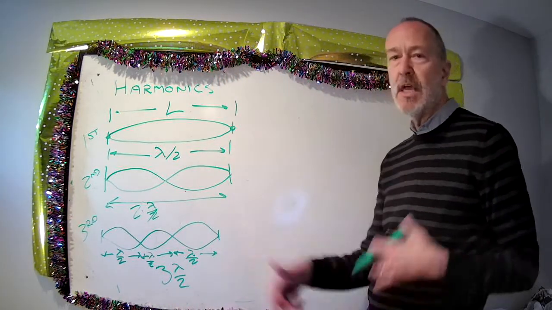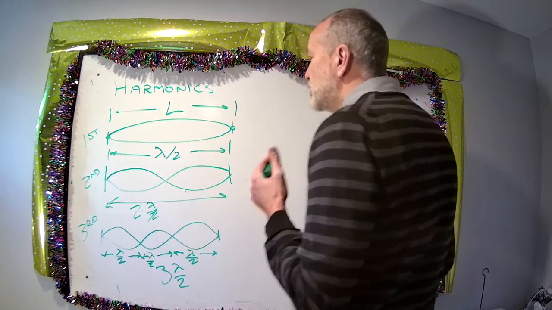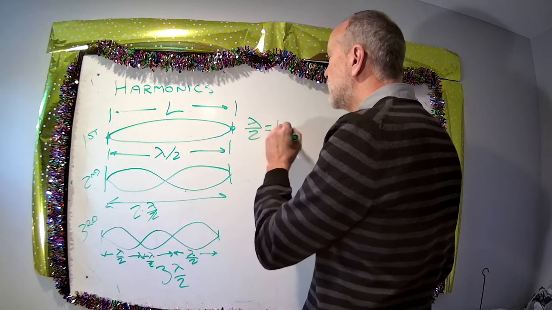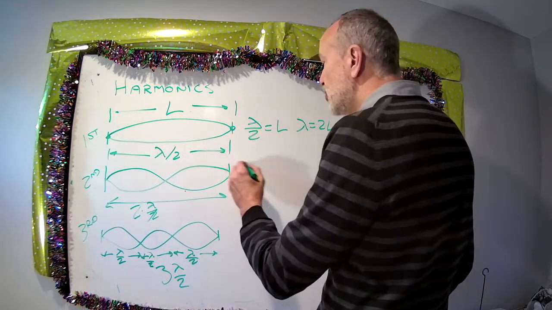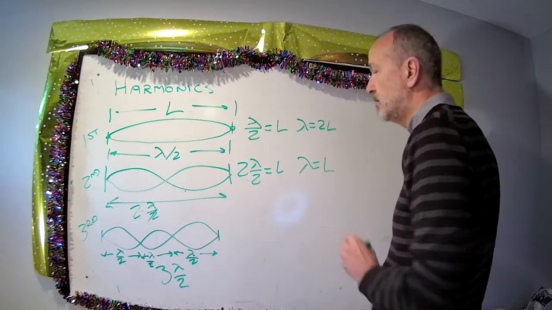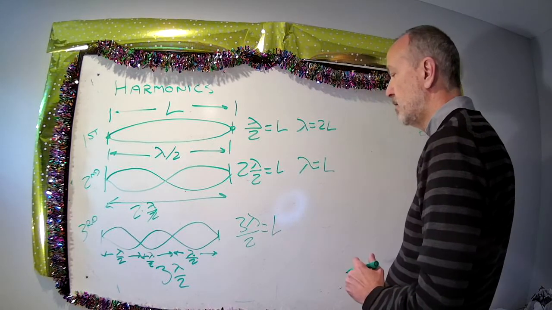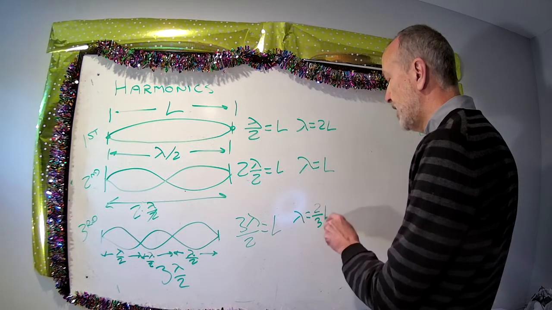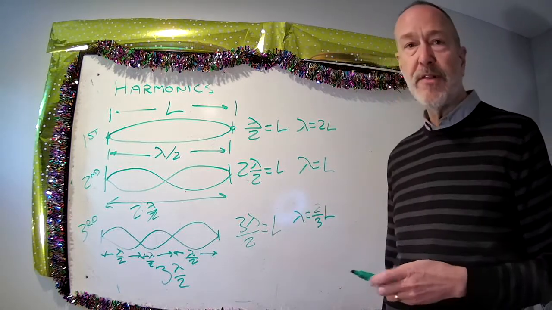So this allows us to start talking about things like frequency and wavelength and velocity to relate those things. So here, 1 half wavelength equals L. So the wavelength would be twice the string length. Here, 2 half wavelengths equals L. So lambda equals L. Here, 3 half wavelengths equals L. So lambda equals 2/3 L. So if we know the string length and we know what harmonic is going on there, we can figure out what the wavelength would be.